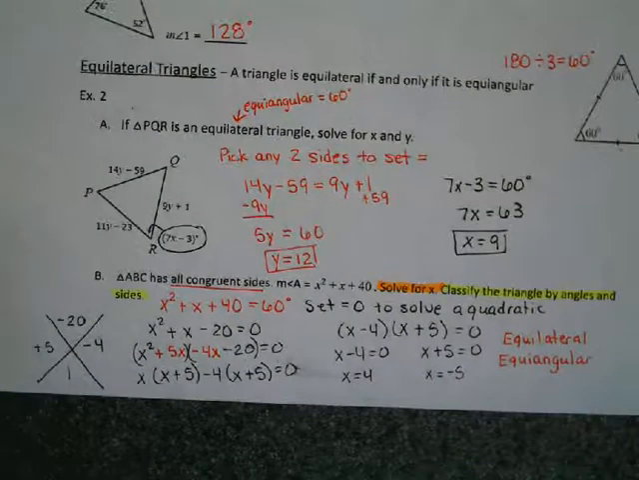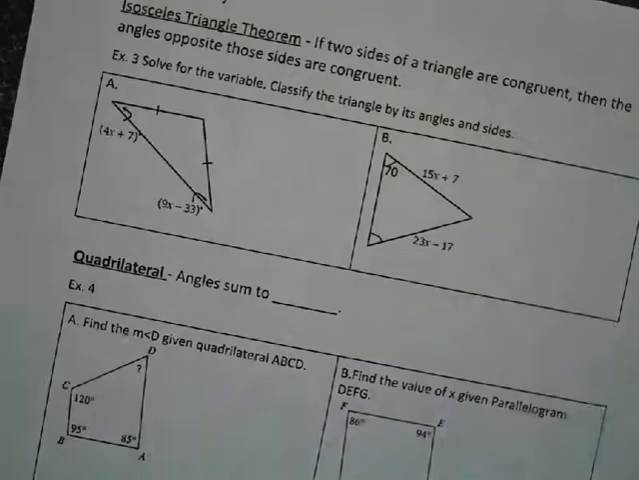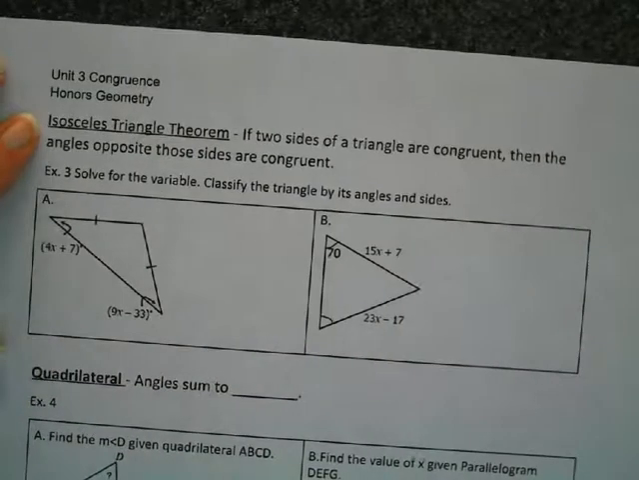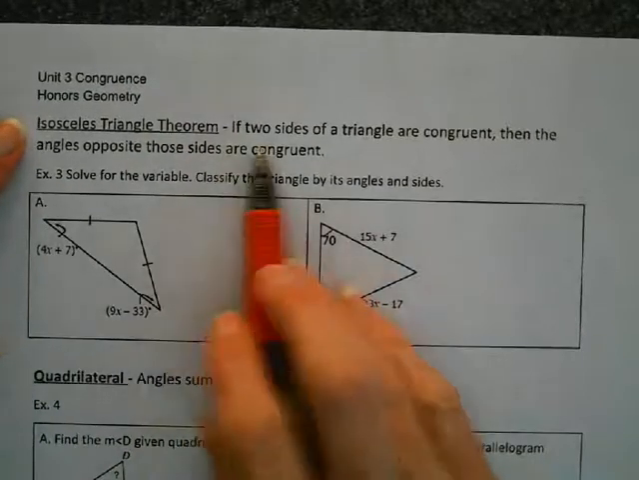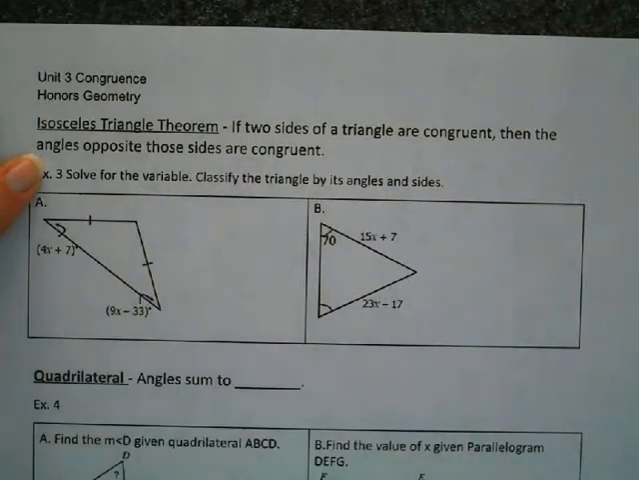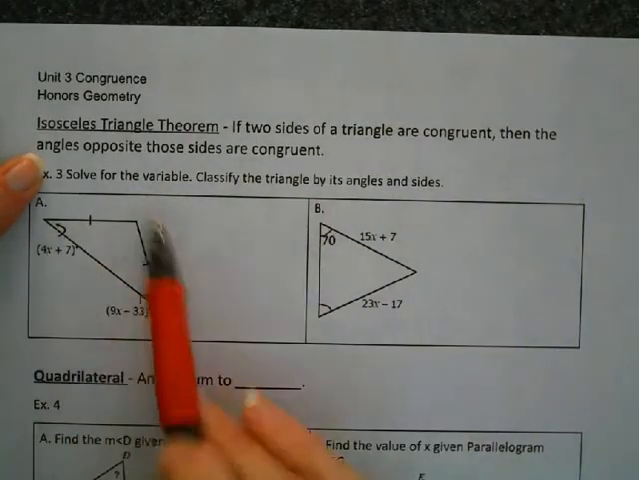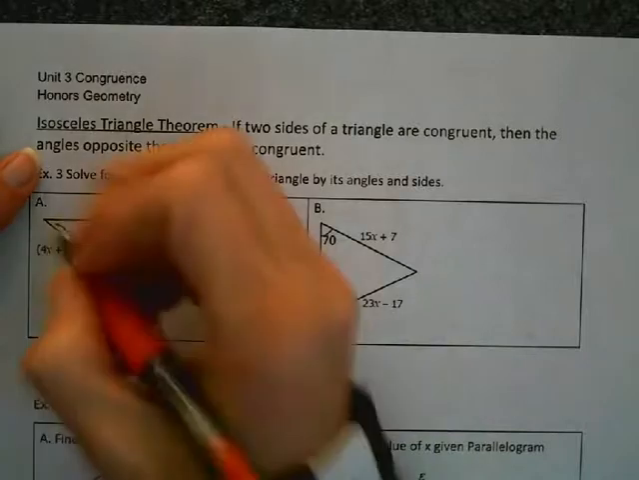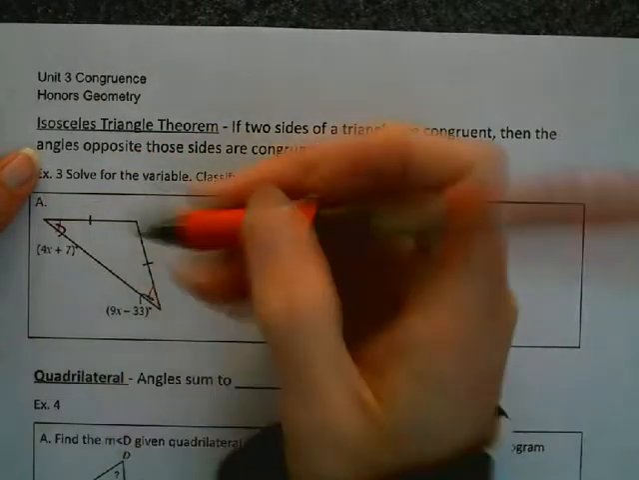Alright, let's look at the next page. The isosceles triangle theorem. Remember, if I go too fast, you can always pause the video or watch it again. So remember, isosceles triangles have two sides that are congruent. So if two sides are congruent, then the angles opposite those sides are congruent. So we call these two the legs of an isosceles triangle. Then that means these base angles are congruent.